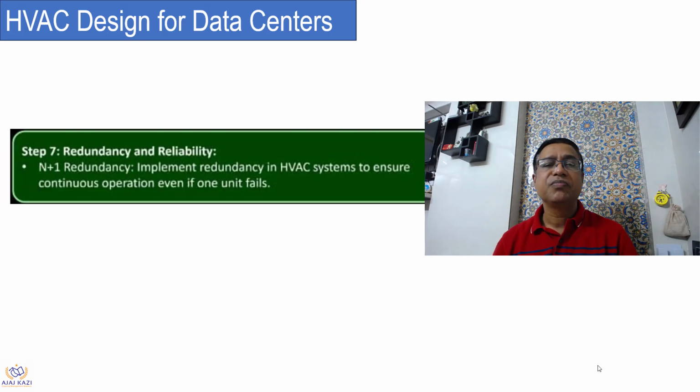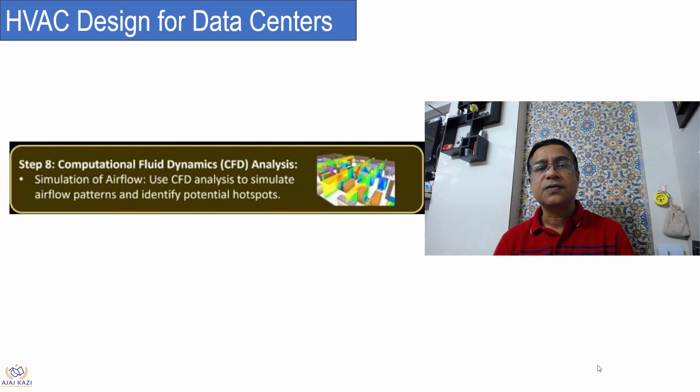Step number 7 is redundancy. As I said, we can't have outages, we can't have breakdowns. There has to be N+1 redundancy, and that's the system which is to be placed, because we can't have any stoppage. Step 8, CFD analysis. To get the right airflow, you must use CFD analysis so that you can get the right airflow patterns. Use this, it will help.